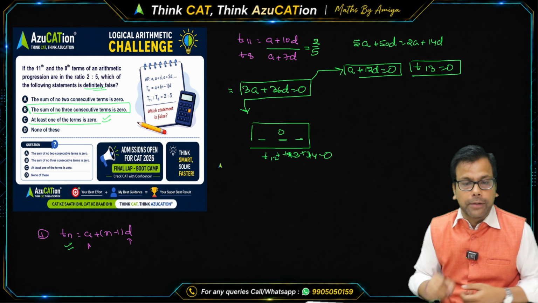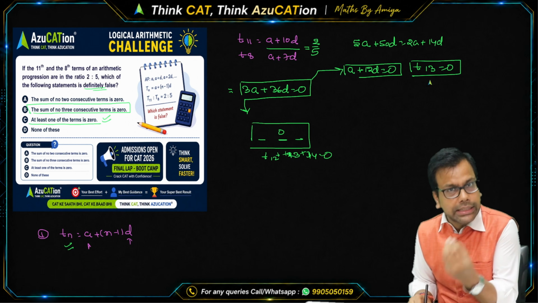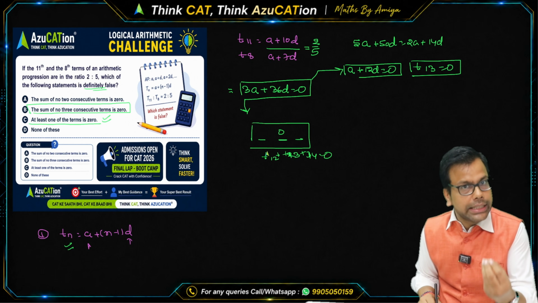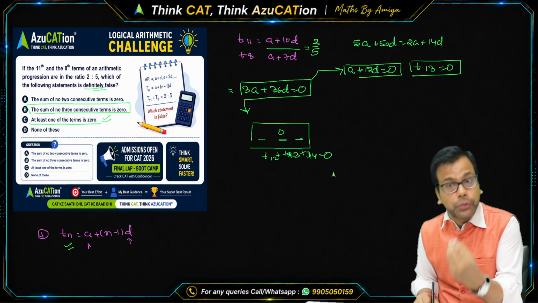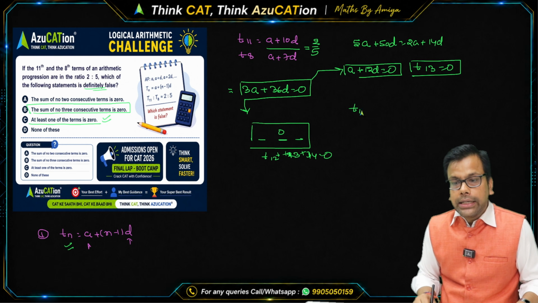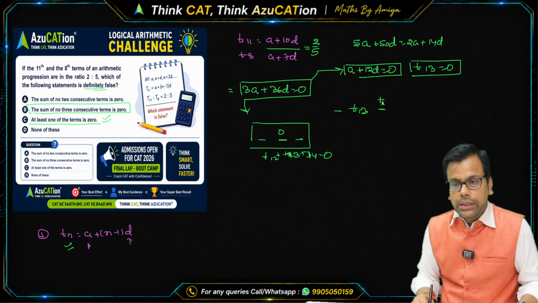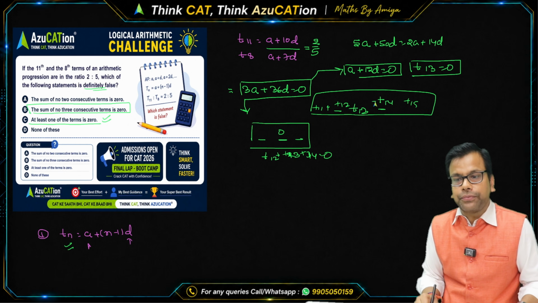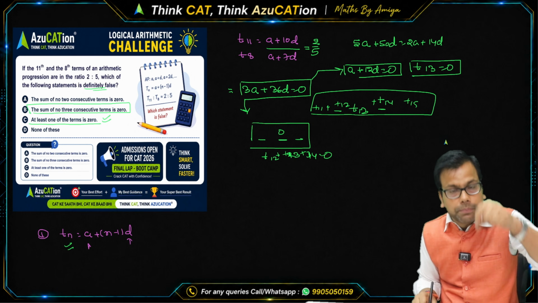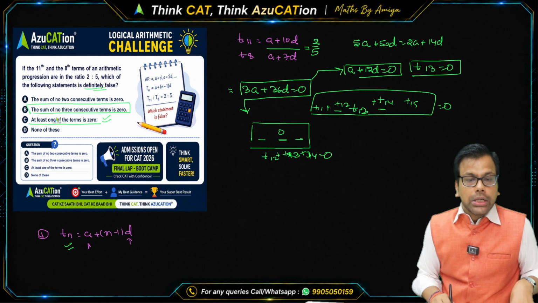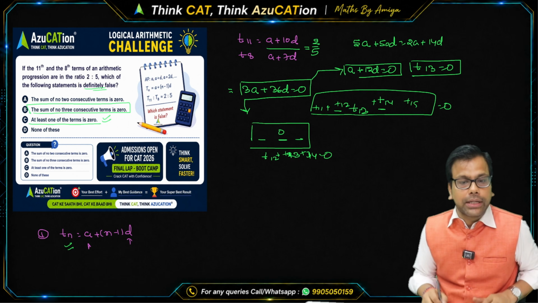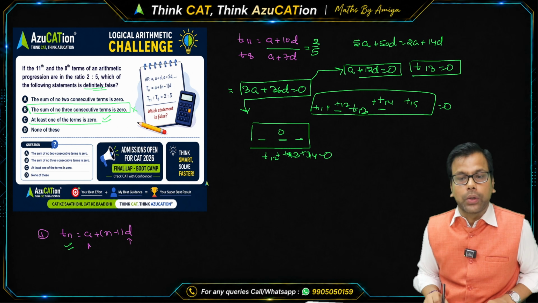This is wrong. Since T13 is 0, we can say T12 plus T13 plus T14 is 0. Even we can say, why 3 terms? We could have 4 terms: T14 and T15, and here we have T12 and T11. The sum of 5 conjugate terms whose middle term is T13 is 0. So the sum of no 3 terms is definitely false.